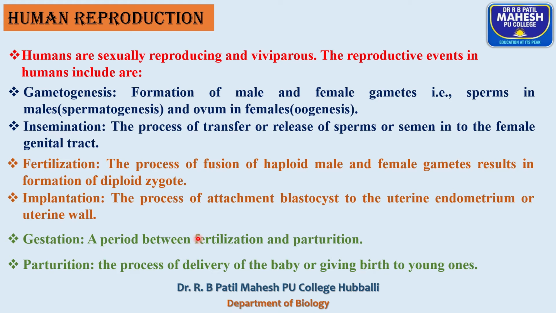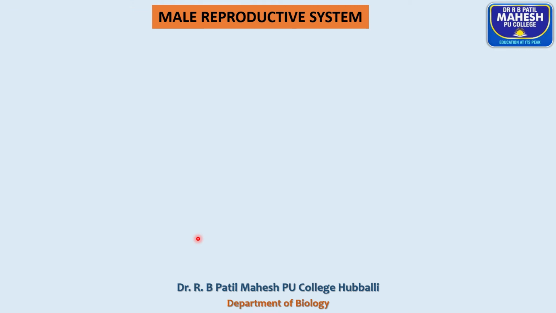Then what is parturition? Parturition is the process of delivery of the baby, or expelling the baby from the mother's womb, or giving birth to the young ones. So these are the reproductive events which commonly take place in human beings. Let us start with the first one, the anatomy of the male reproductive system.